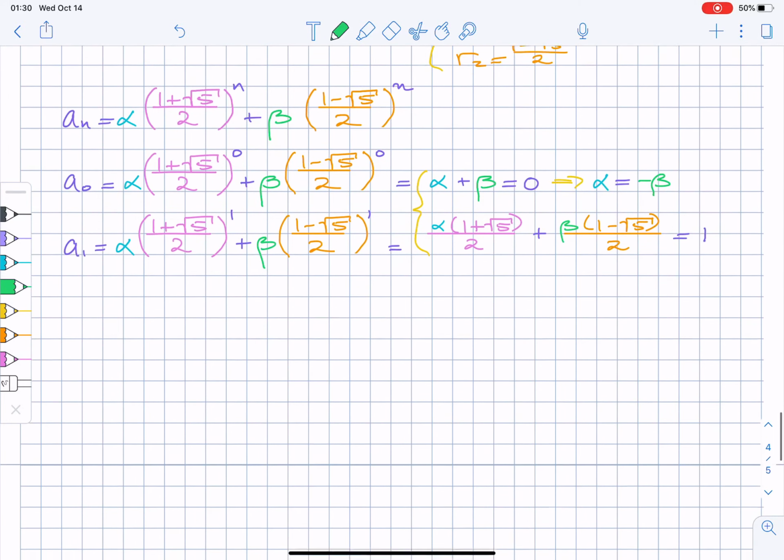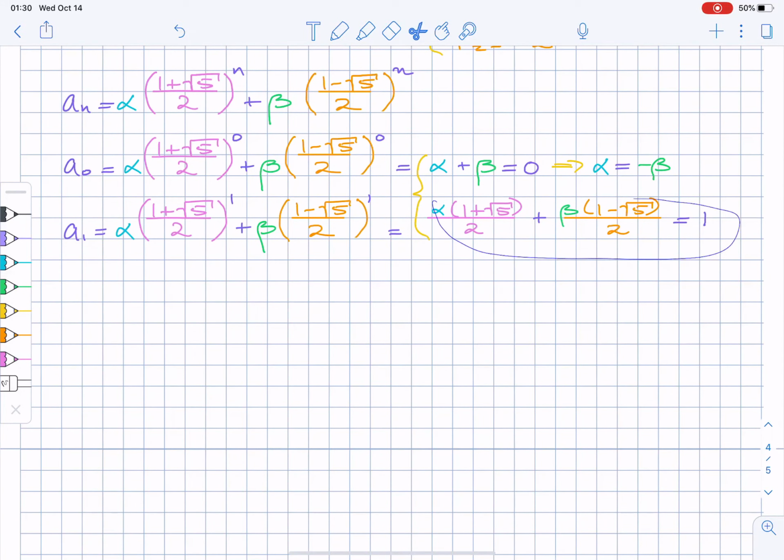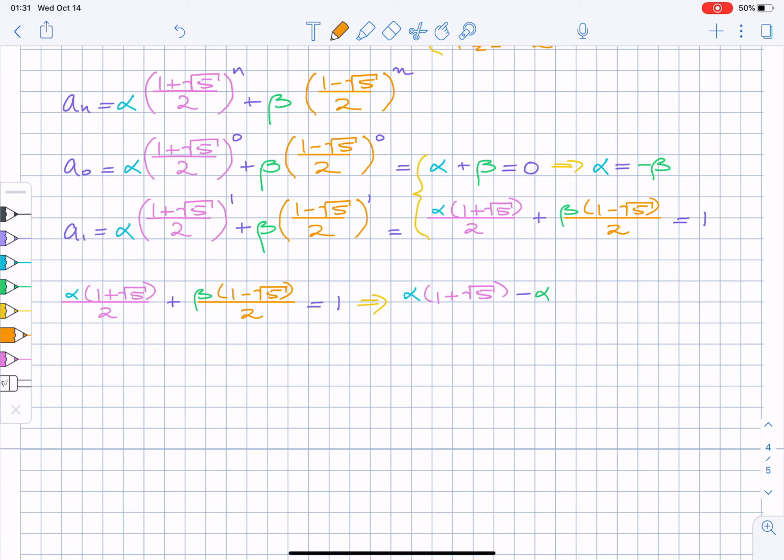If that's true, then I can look at the second line here, copy and paste, and I can say, okay, this is equivalent to saying that alpha times 1 plus root 5 minus alpha, because beta is the negative of alpha, times 1 minus root 5, all of this over 2 is equal to 1.